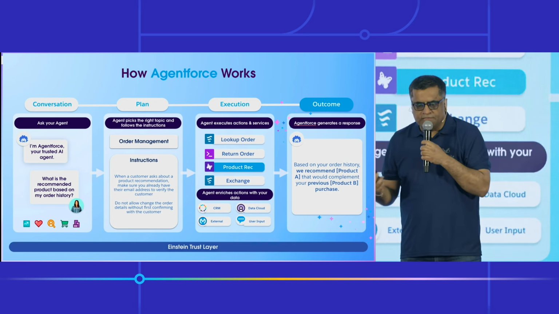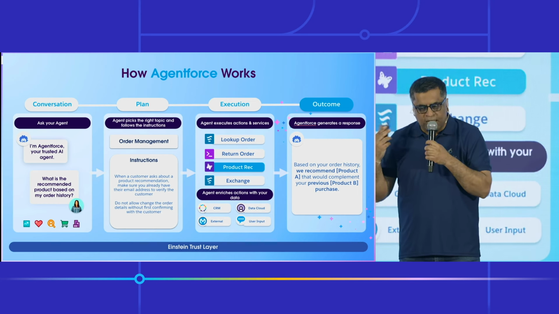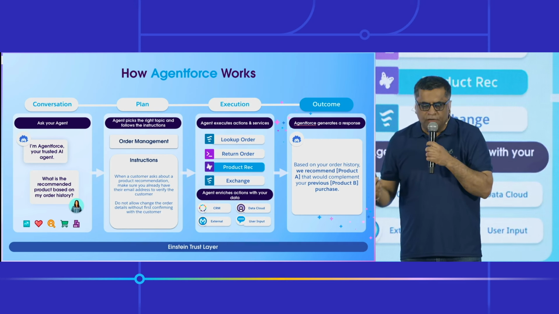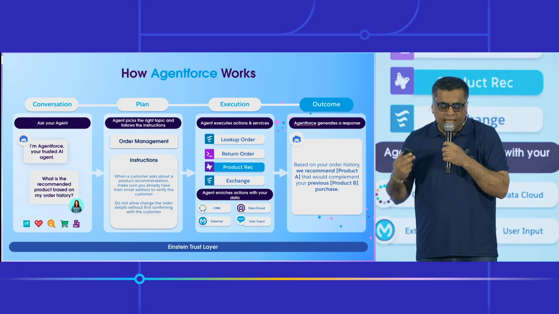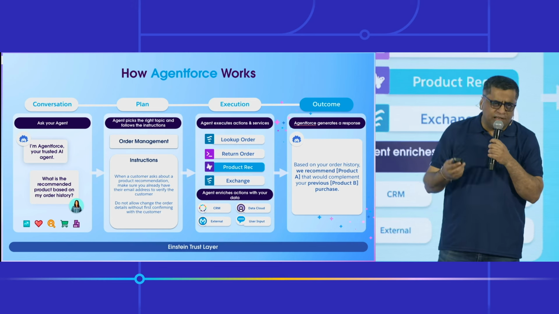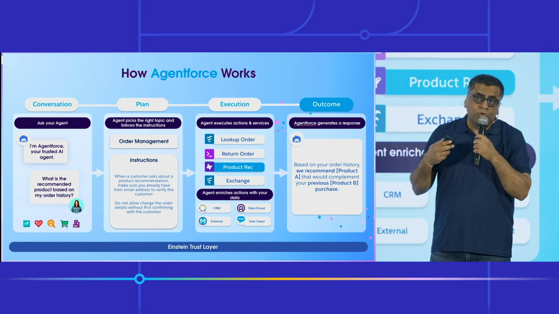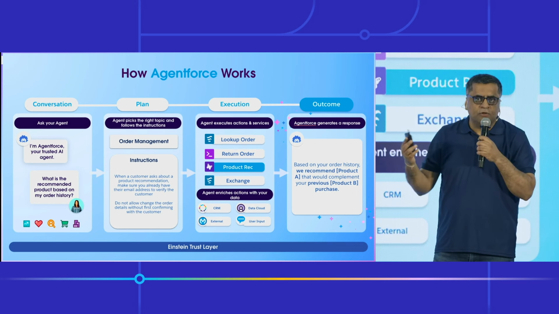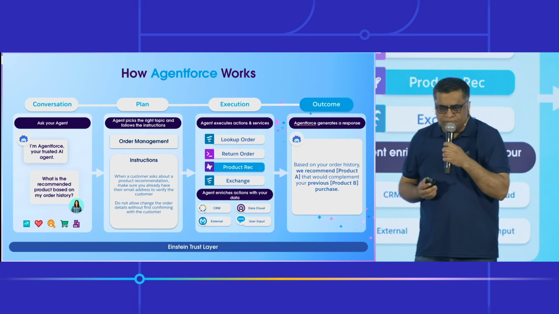Then is the execution phase. The agent executes multiple actions and services. It invokes a lookup order, it invokes return order, it makes product recommendations, it invokes exchange. And as I said, it can be enriched with actions from multiple other sources, which could be Data Cloud, CRM, user input, or external sources like MCP or an agent-to-agent communication protocol. For example, if I have a Shopify agent or any other commerce agent on the other side, I could have it feeding data to my Salesforce Agentforce as well.